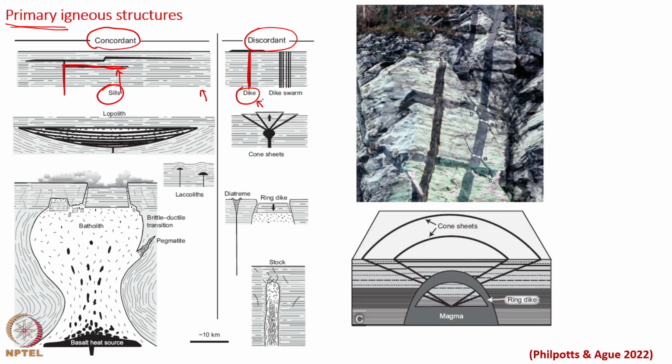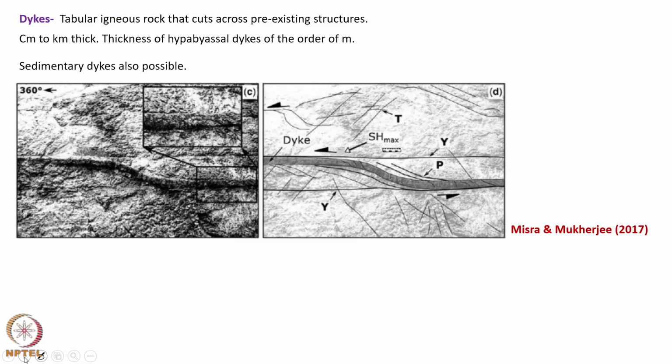In place of a single dike, if there is a set of dikes with similar attitude, they can be called the dike swarm. Giving you the definition of dikes, it is a tabular igneous rock that cuts across pre-existing structures or the bedding planes. They can be centimeter to kilometer thick. The thickness of hypabyssal dikes, that means dikes which are not formed at great depth, neither at very shallow depth, are of the order of few meter.